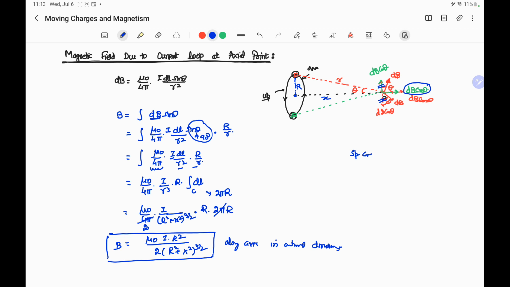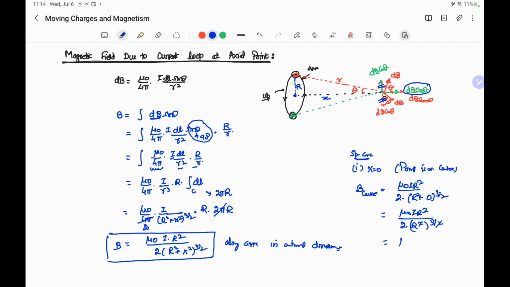As a special case, if we take x equal to 0, that is, the point is at the center of the loop. In that case, the magnetic field at the center of the loop will be equal to mu naught I into R square by 2 into R square plus x square, with x being 0, whole raised to power 3 by 2. So it will be equal to mu naught I R square by 2 into R square raised to power 3 by 2. This 2 and 2 get cancelled. So it is mu naught I R square by 2R cube, or we can write B at the center of the coil is equal to mu naught I by 2R, as the R square gets cancelled.